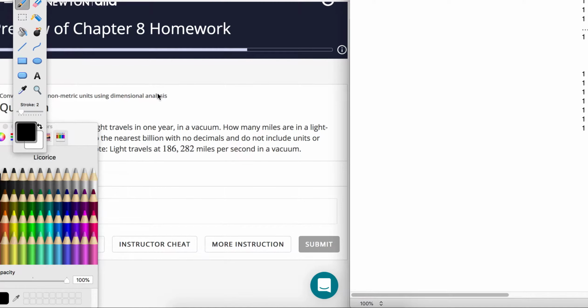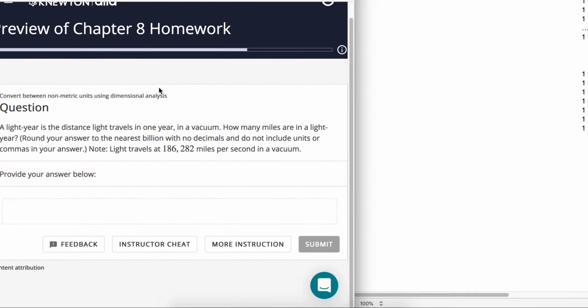Okay, so this one might seem a little intimidating because there's a bunch of big numbers going on in it. But if you stick with the same strategy we talked about with the first questions, it'll just take some time, but it'll be the same sort of recipe. So we got a light year. It's the distance light travels in 1 year in a vacuum. Okay, assuming there's nothing else.